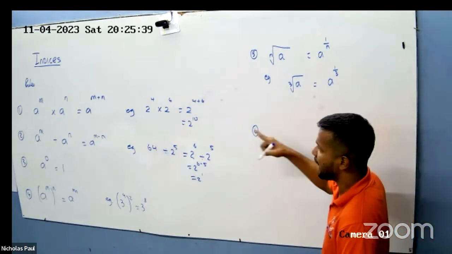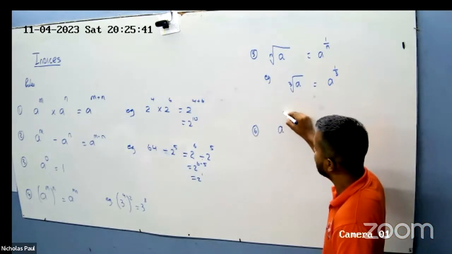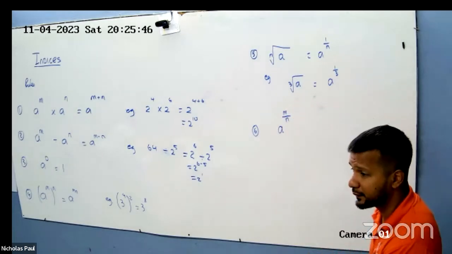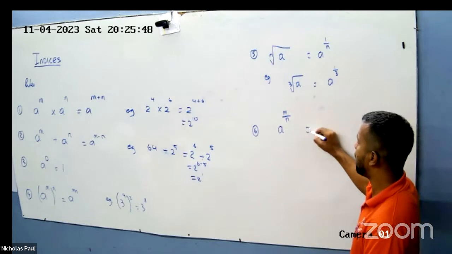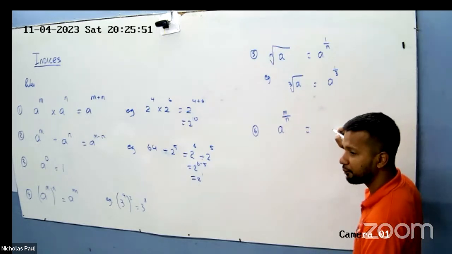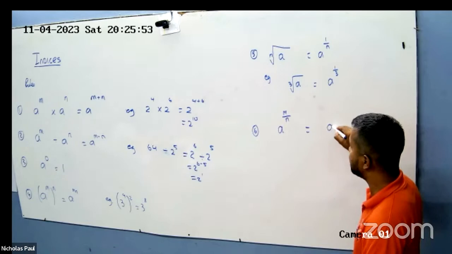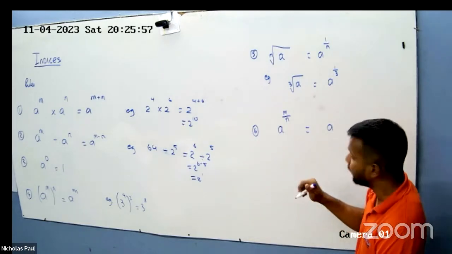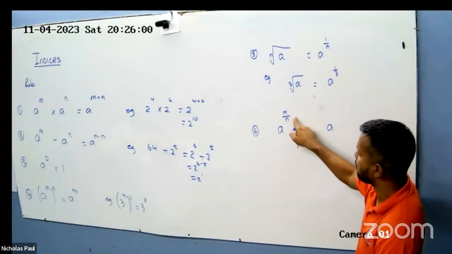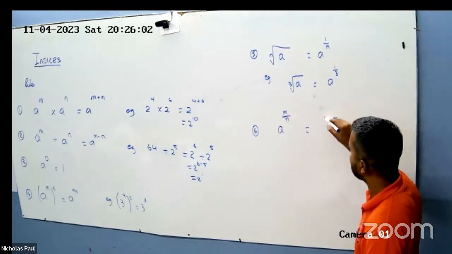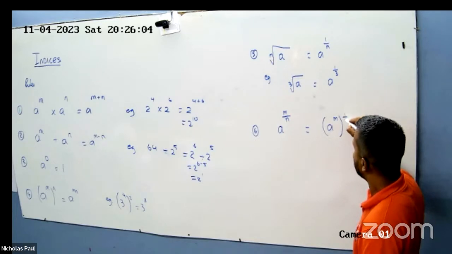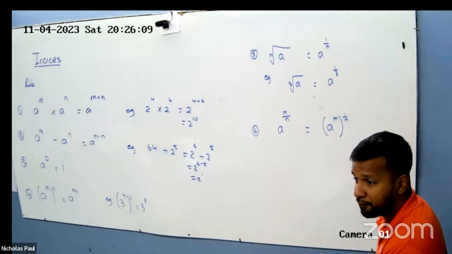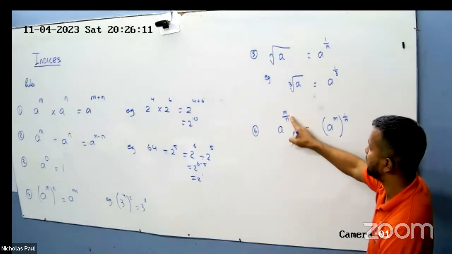I'm going to give you the last indices rule, A to the m over n. How do we write that? A to the m over n, to the power of... what will that be? The first thing to do is use rule number 4. I can break this up into A to the m, all to the power of 1 on n.